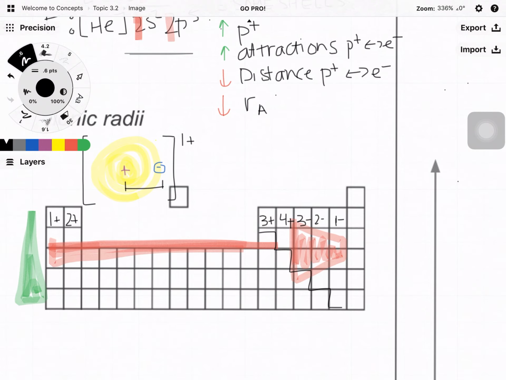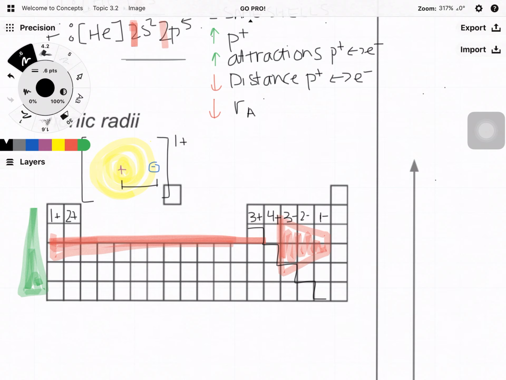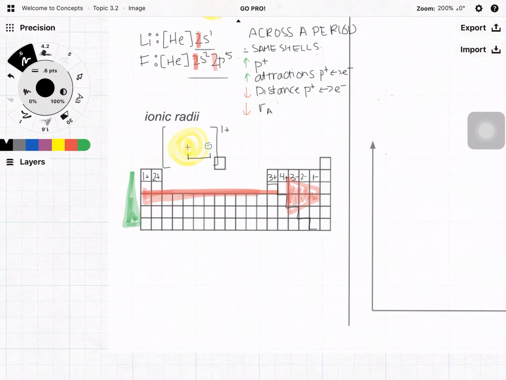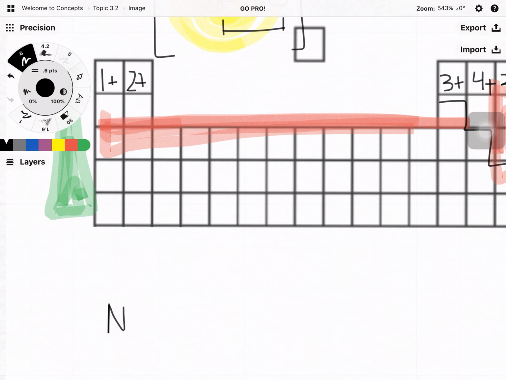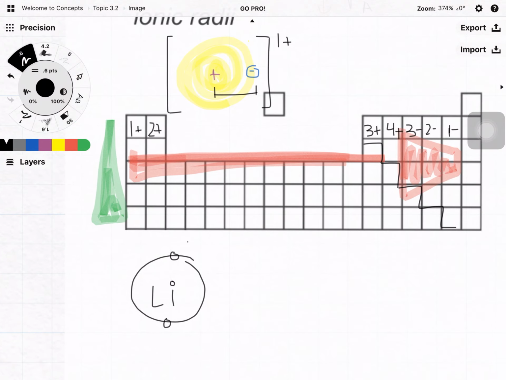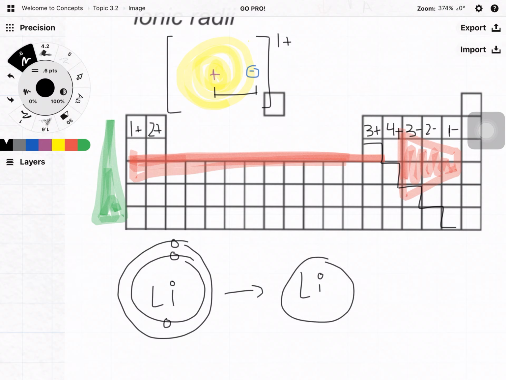The last thing that you need to know is that when we lose an electron, we get smaller, and when we gain an electron, we get bigger. So if you take a look at sodium, actually let's take a look at lithium so that I don't have to draw so many electrons. Lithium has 2 electrons in its first energy level and 1 electron in its outermost energy level. When it loses that electron to become lithium 1 plus, we're left with just 2 electrons. And those 2 electrons are in the first energy shell. So this guy is smaller.